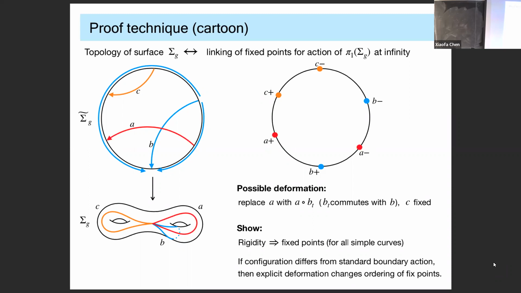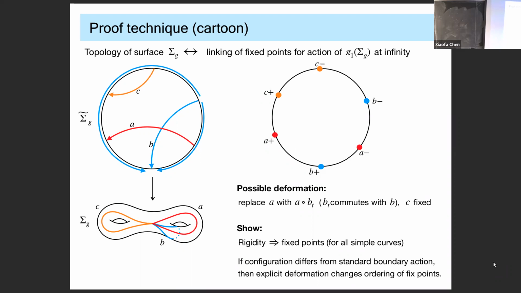Right? And A and B being topologically linked curves, even up to isotopy, means exactly that the two fixed points of A separate the fixed points of B, versus unlinked, where the fixed points of B do not separate the two fixed points of C. So something about the standard boundary action remembers the topology of the surface.